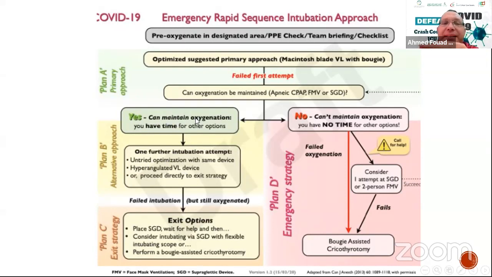Plan B can maintain oxygenation. You have time for another option with very restricted or limited precautions. One further intubation attempt can be done, but you have to have something new to be done: another expert person, supraglottic devices, and you have to search for the best. If you don't have a change, proceed to surgical.